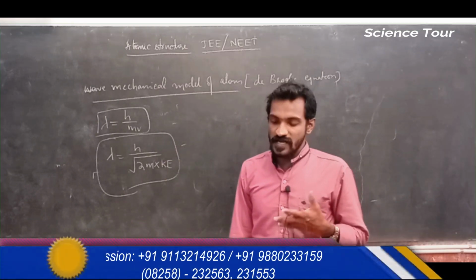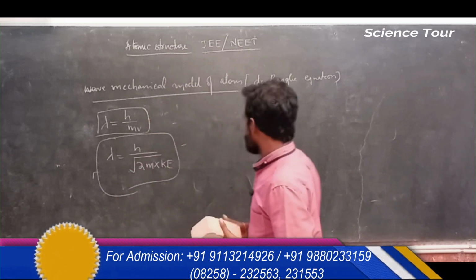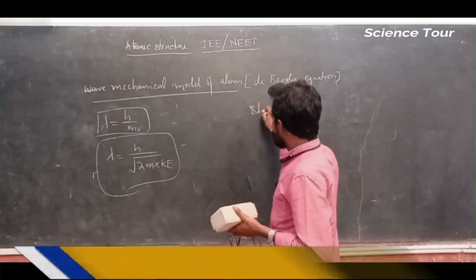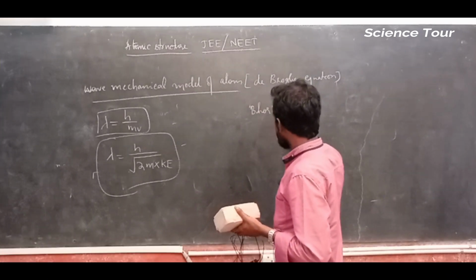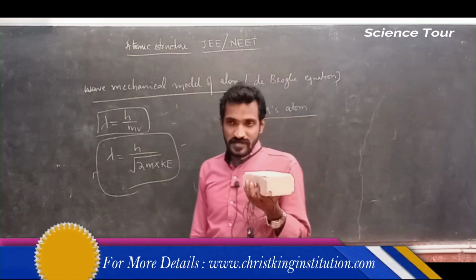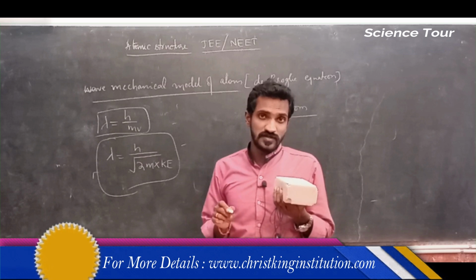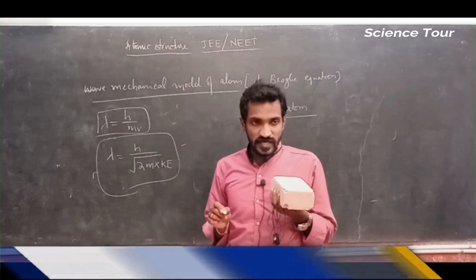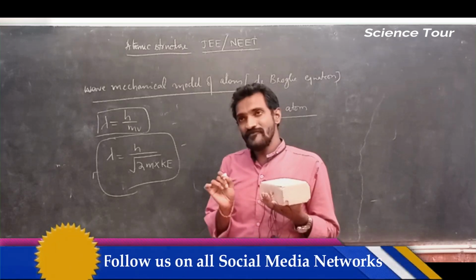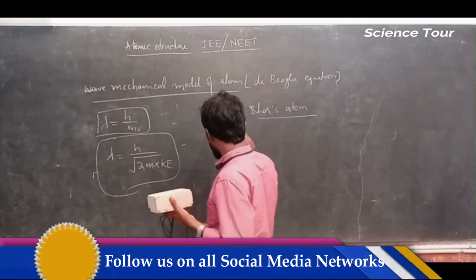Next, Bohr's atomic model, my dear students. In Bohr's atomic theory, electrons revolve around the nucleus in a circular path, which is called an orbit. Understood? So each electron has a fixed orbit. A very important thing here is the angular momentum of the electron.